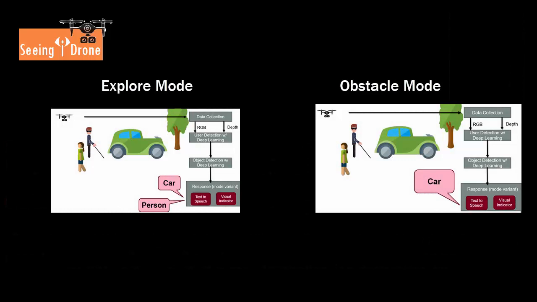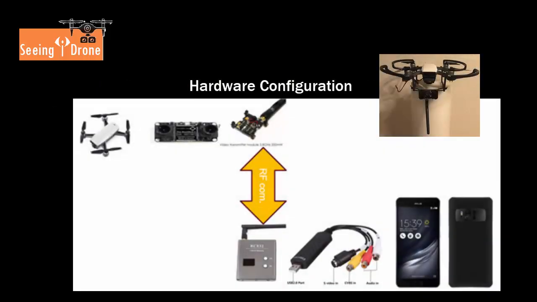It can run in two modes, explore or obstacle. Explore reports all objects, obstacle only those in front of the user. This is the hardware configuration. It consists of a drone, a stereo camera, receiver, transmitter, digitizer, and the mobile device.